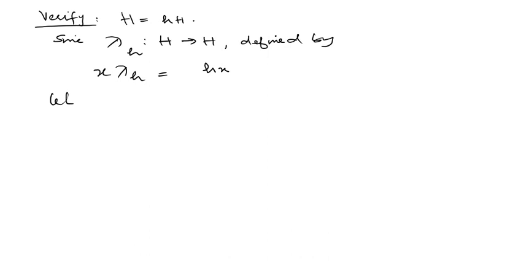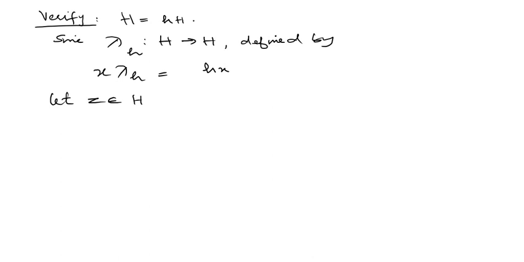Let's take z belongs to H. We'll show that this z is of the form h times an element of H. So this z is in H, which implies that its image, hz, is again in H. I want to show that this element z is in hH, that z should be hh'. So how do I do it? Let's take z in H.